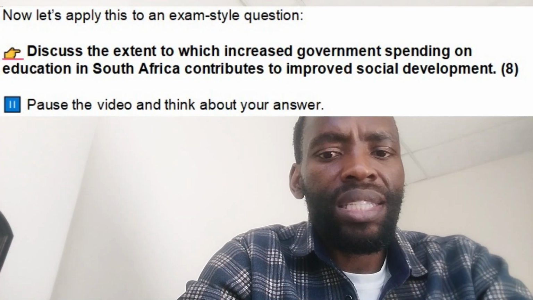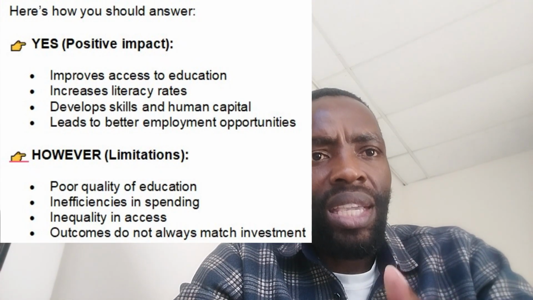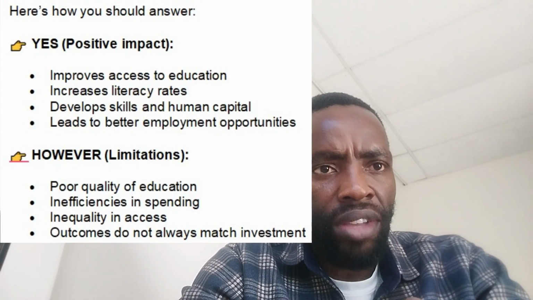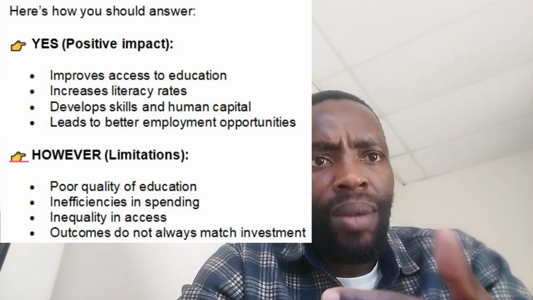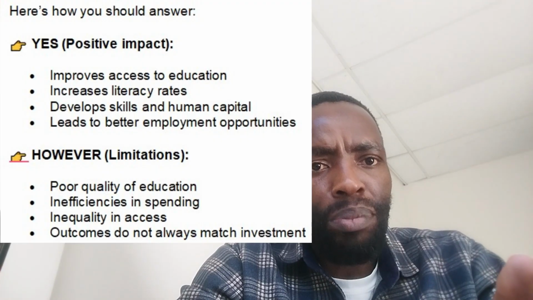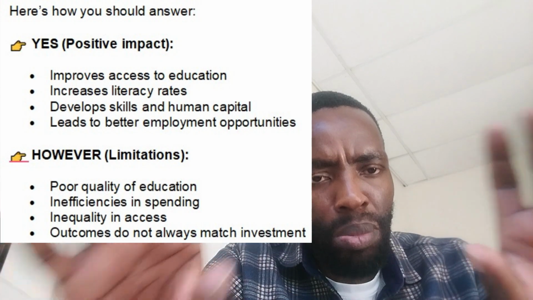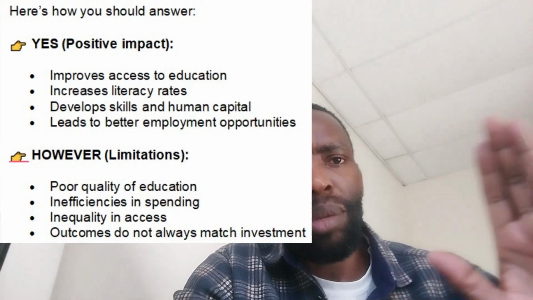On the positive impacts, you would agree with me that if government spends more on education, then it improves access to education. It also increases the literacy rate. It develops the skills of the human capital. It leads to better employment opportunities. So that's how it improves social development, because it improves access to education, it increases the literacy rate, it develops skills and human capital, which obviously means that they will be able to secure more jobs. And these are the things that you are supposed to be discussing.